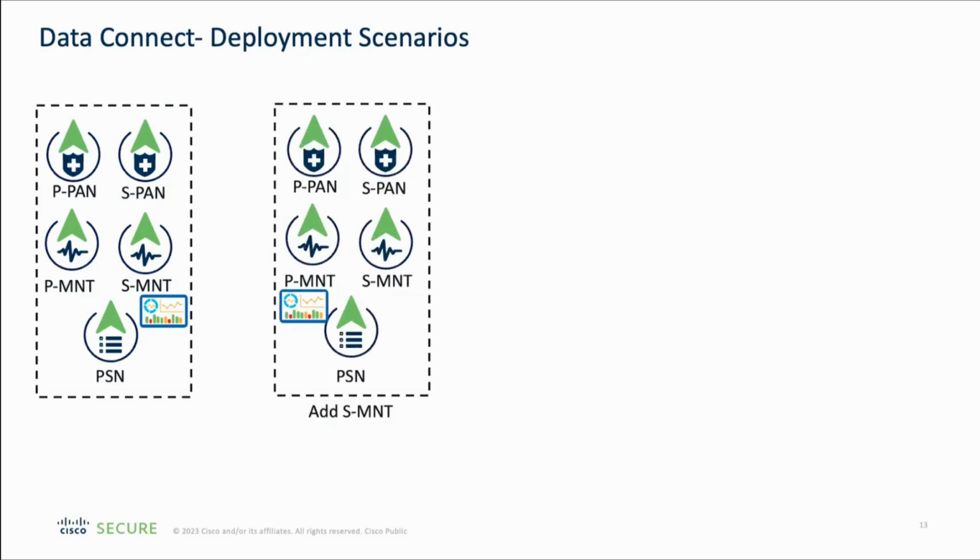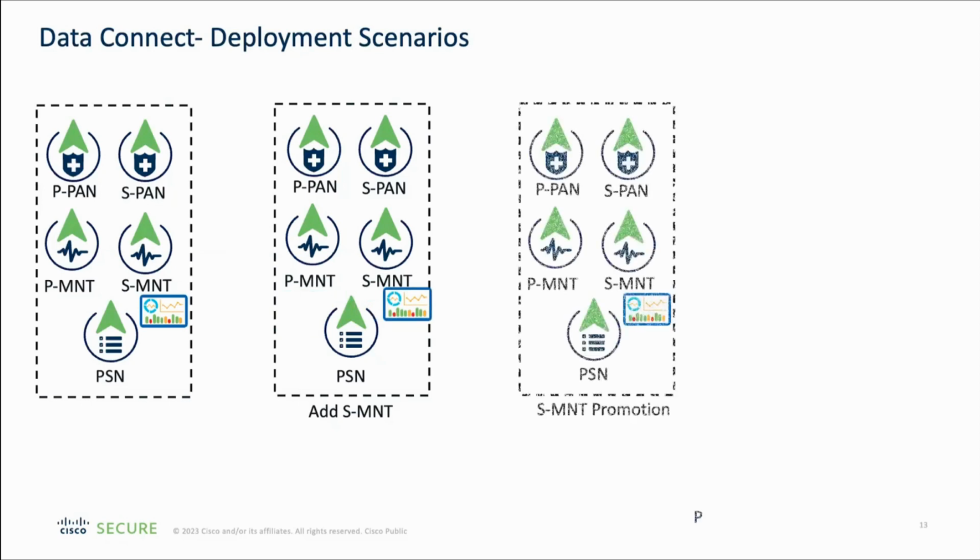And this is something as easy as disable and enable the feature so that we can have all working on the secondary MNT. Okay? Let's suppose that there is one issue with our primary MNT, and the primary MNT goes away. What happened with secondary MNT?